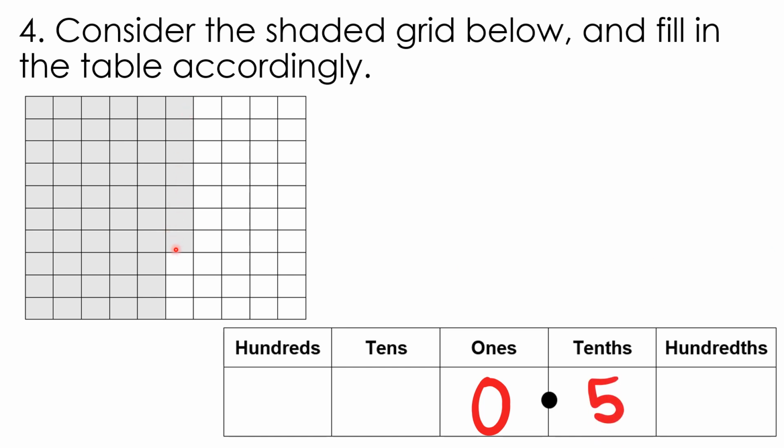And then our hundredths, that's going to be this partially shaded rod. So let's count the individual little unit blocks. 1, 2, 3, 4, 5, 6, 7. So 7 in the hundredths place. All right, so this shaded grid represents the number 0 and 57 hundredths.